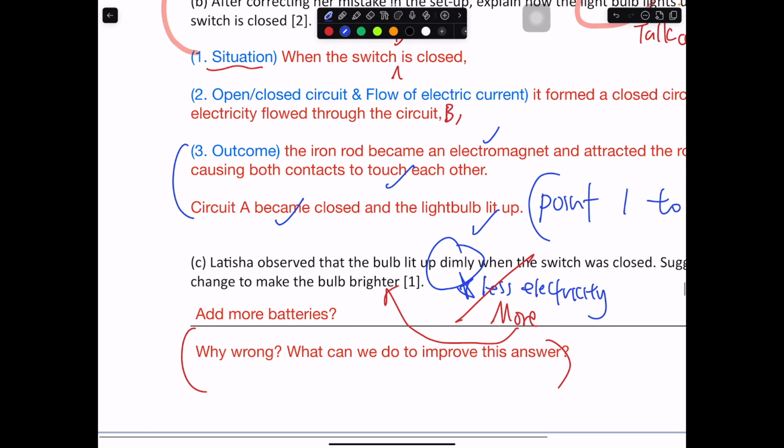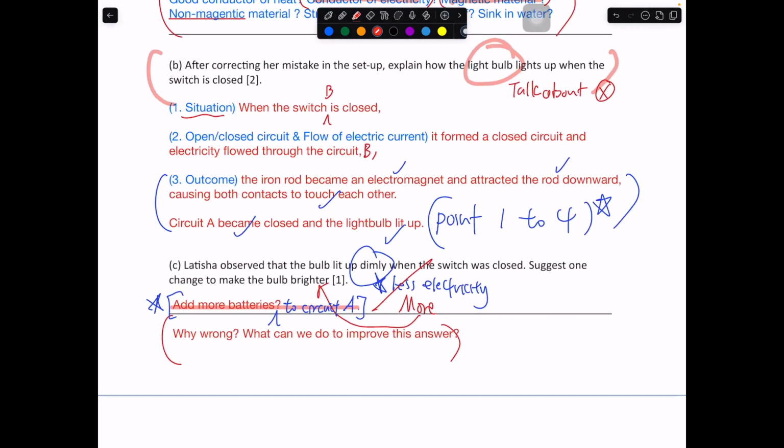So a more specific answer should be: add more batteries to circuit A. This should be the correct answer. Not just add more batteries, but add more batteries to circuit A.